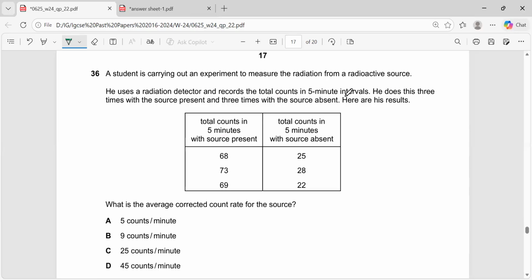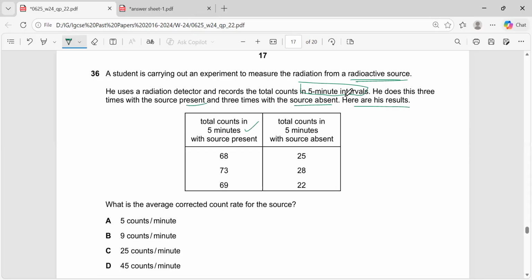I want you all to be really attentive here, and I will tell you how you will be cheated by the examiner in exam if you are not concentrating a lot. A student is carrying out an experiment to measure the radiations from a radioactive source. He uses the radiation detector and records the total counts in 5 minutes interval. So total time he took is 5 minutes. He does this 3 times with the source present and 3 times with the source absent.